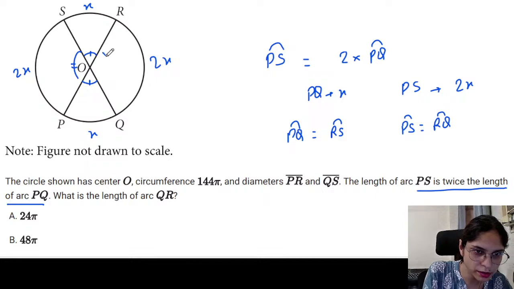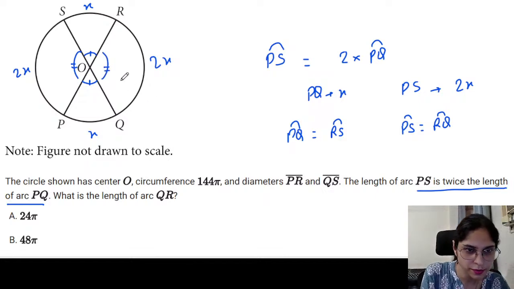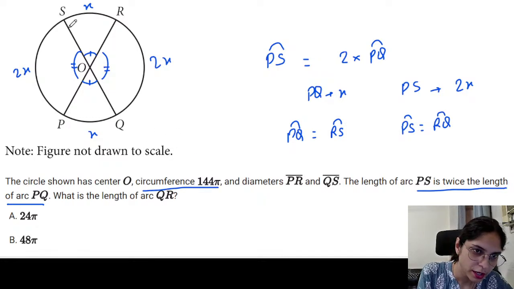Because these two angles are also the same, because they are vertical angles. Okay, so now there are two ways to go about it. Circumference is given as 144 pi. If you just look at this portion, that's your PS and PQ. Oh, they want you to ask QR. QR is going to be equal to PS, yeah.